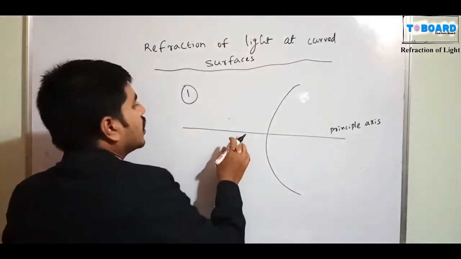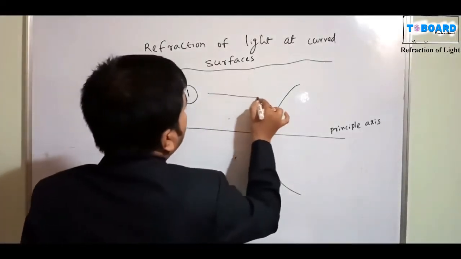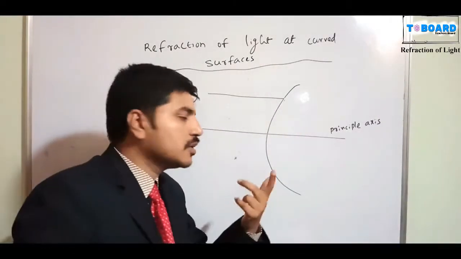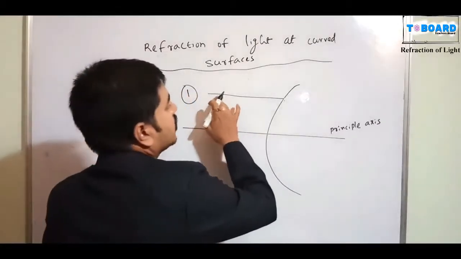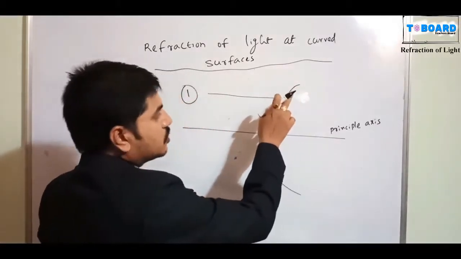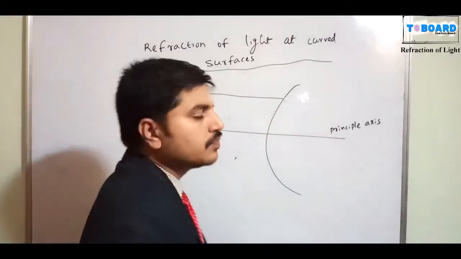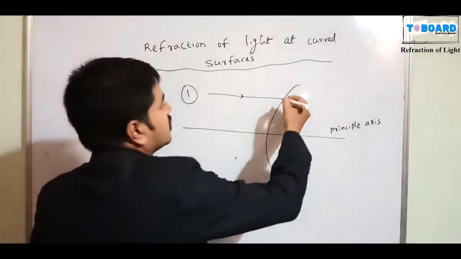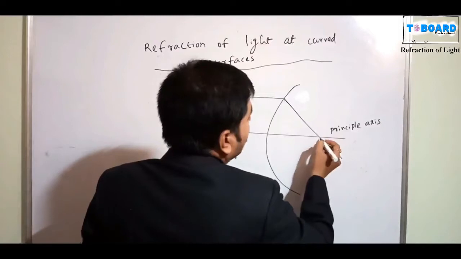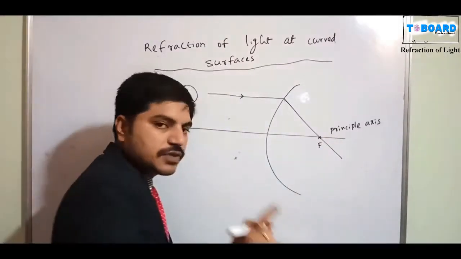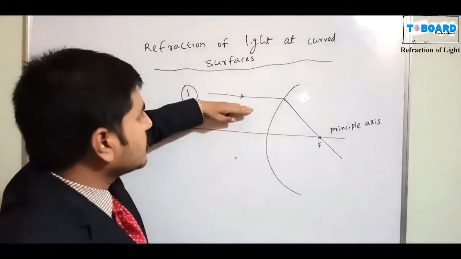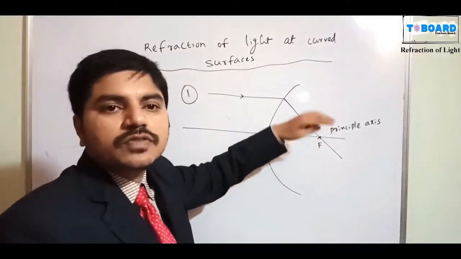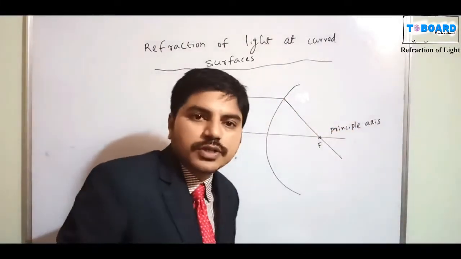Now if any ray is coming from infinity, what happens? In our first lesson on the reflection of light, we know that if any ray is coming from infinity, after reflection it passes through the focus. Now here, if any ray is coming from infinity, after refraction the ray passes through the focal point. If any ray is coming from infinity, after refraction through the curvature, the ray has to meet at the focal point. So that is the first condition.